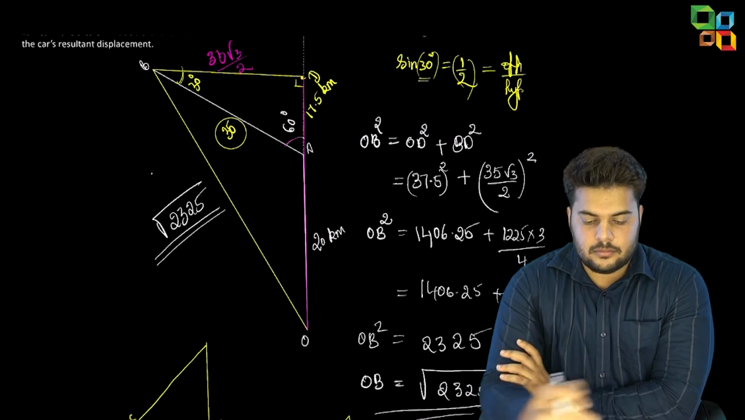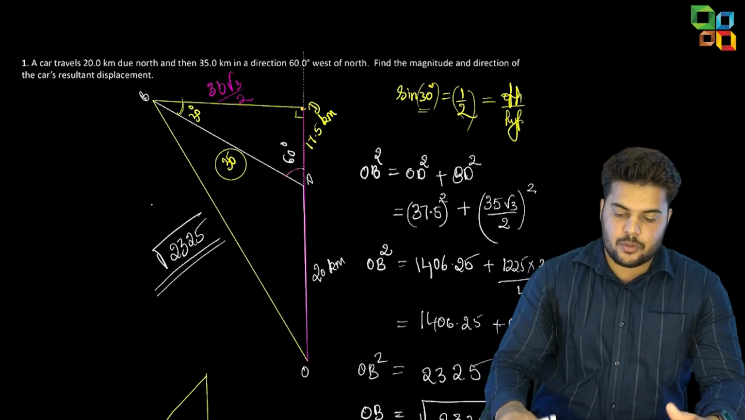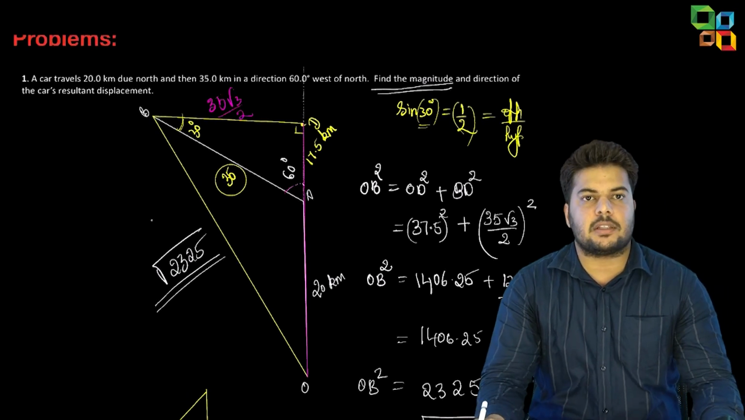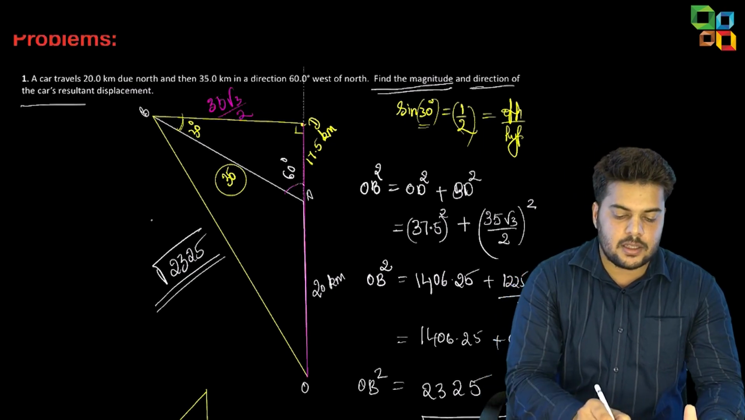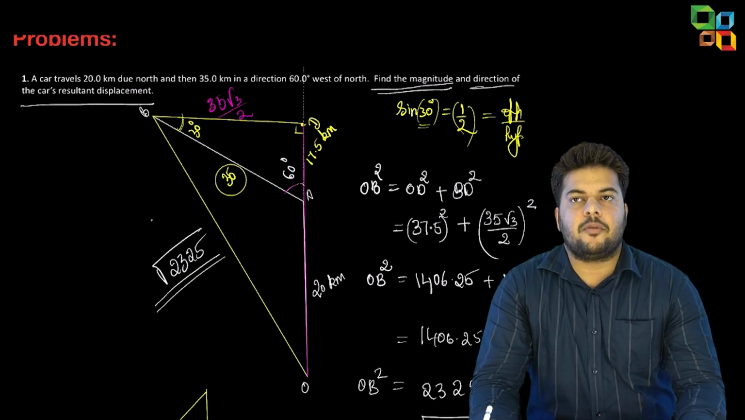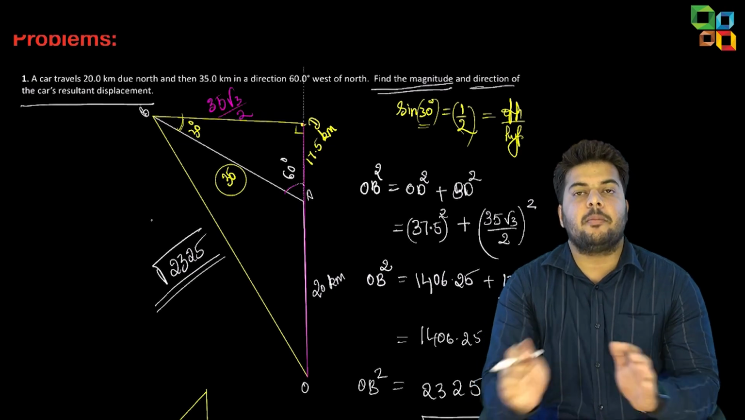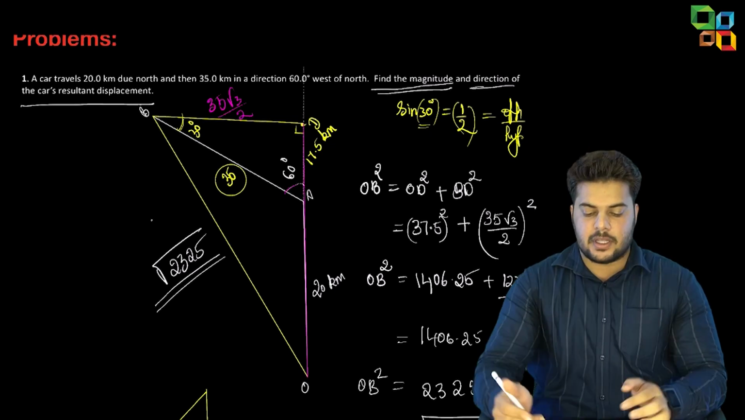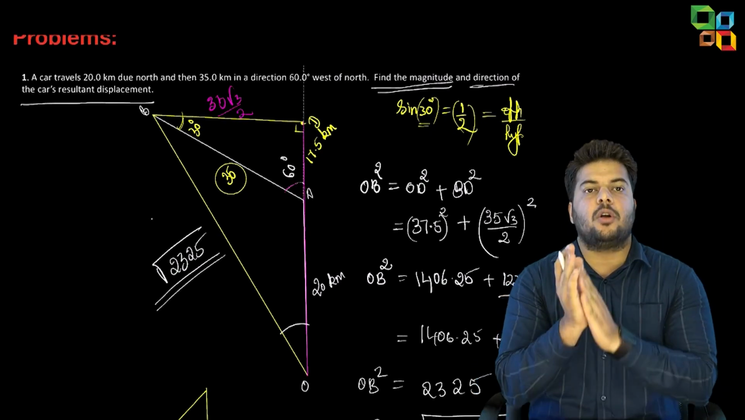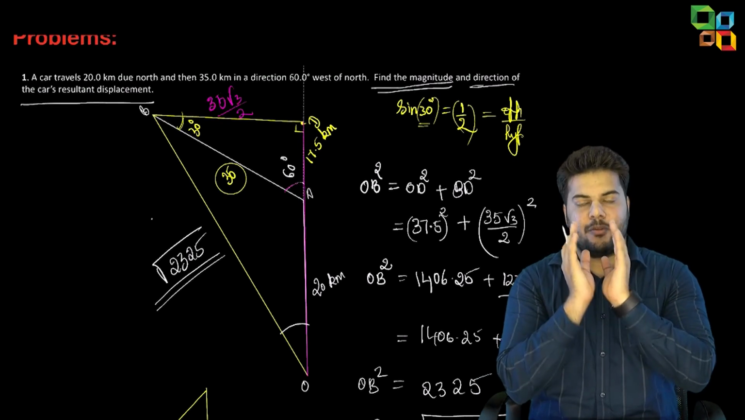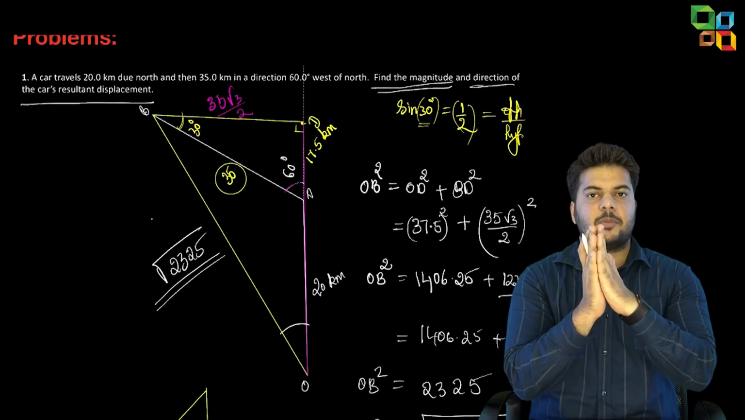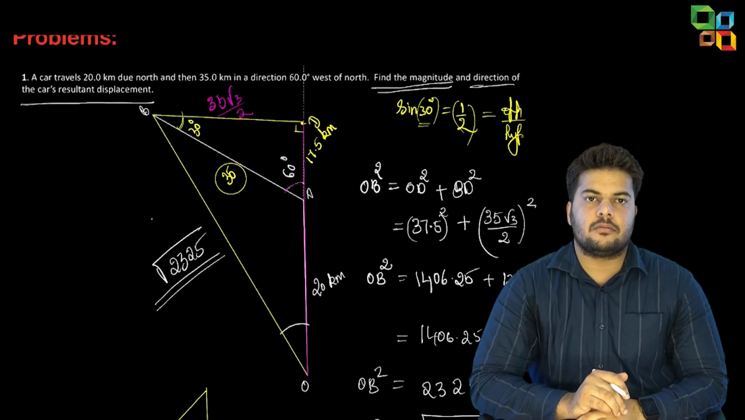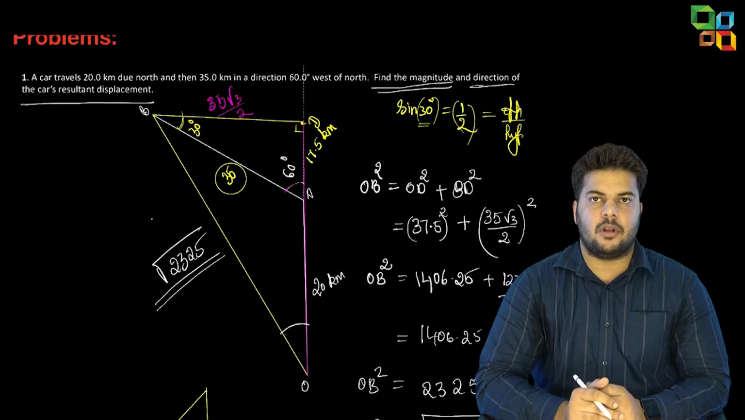All right. There is one more question over here. I did only half of this question. Find the magnitude is what I did. There is also the direction of the car's resultant displacement. We have not found the direction, isn't it? What do I mean by direction? How many degrees west of north is it? You can see that the resultant displacement is west of north. We know that. But by how many degrees is it west of north? How do we find that piece of information?